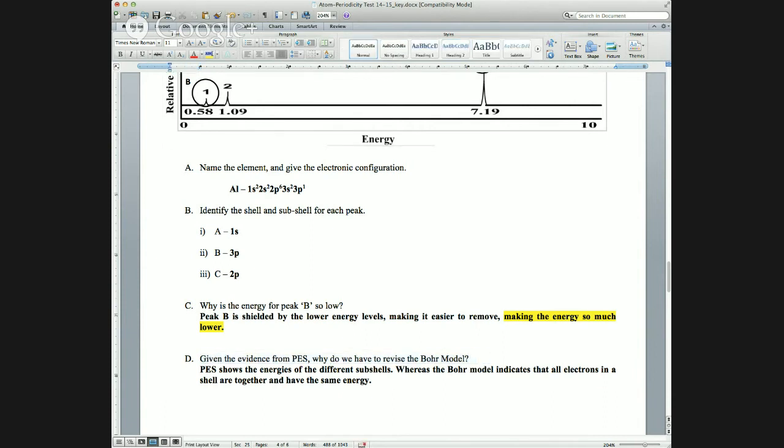And we talked about that in class. In the Bohr model, all electrons for a shell are in the same shell. There's no difference. Whereas the PES shows that s, p, d, and f all have different amounts of energy, which means that they're not all together in one shell, that they're actually broken out, maybe at different distances from the nucleus, that they have different energies to remove them, and we mentioned above that there's slight shielding between different subshells. So that was D. That's what we're looking for. All right, so that is your answer to D.